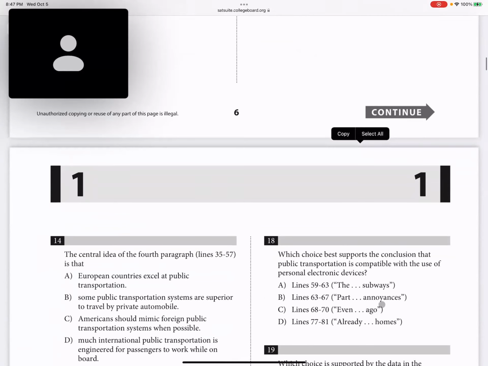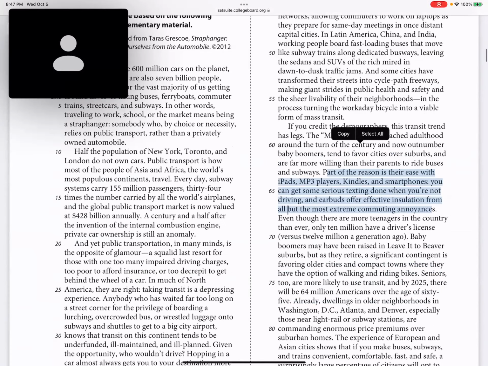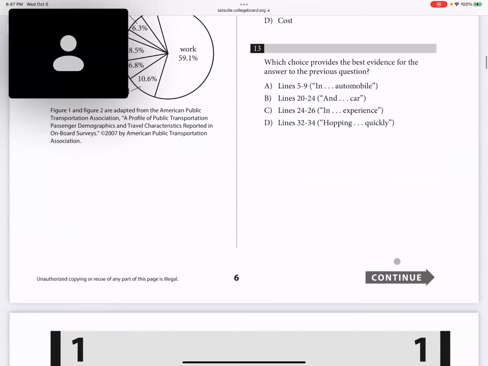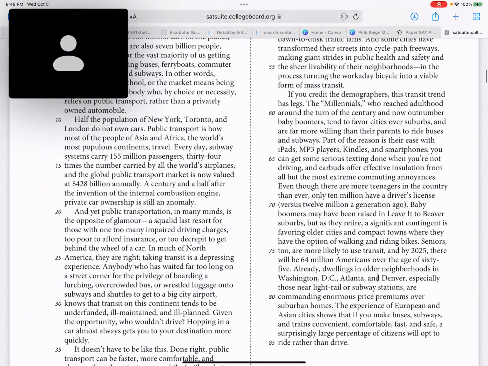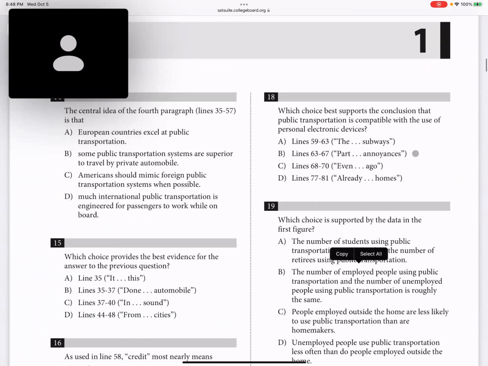Let's make sure, let's take a look at C and D. C is 68 through 70: even though there are more teenagers in the country than ever, only 10 million have a driver's license. Okay, that really has nothing to do with how they're compatible. Good. And then D is 77 through 81: already dwellings in older neighborhoods in Washington, D.C., Atlanta, Denver, especially those near light rail or subway stations, are commanding enormous price premiums over suburban homes. Again, absolutely nothing to do with how riding public transport is compatible with devices. Absolutely, this one's B. Good job.